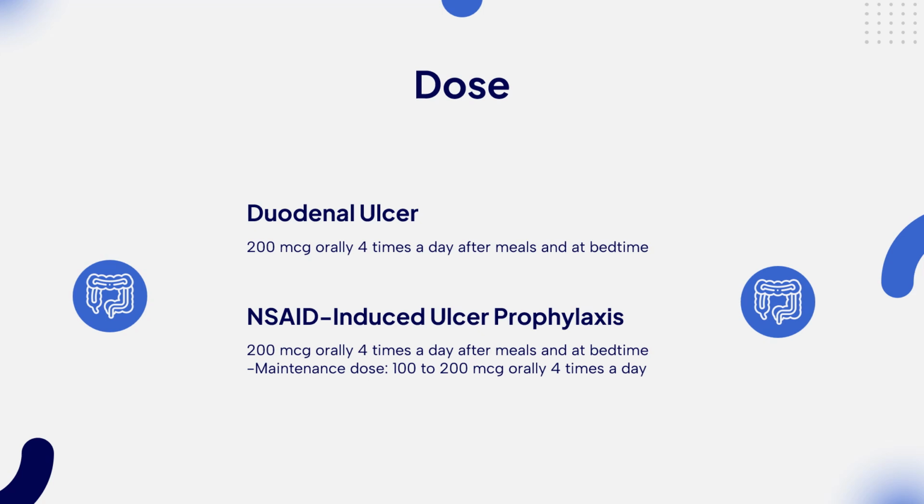Usual adult dose for NSAID-induced ulcer prophylaxis: 200 micrograms orally 4 times a day after meals and at bedtime. Maintenance dose: 100 to 200 micrograms orally 4 times a day.